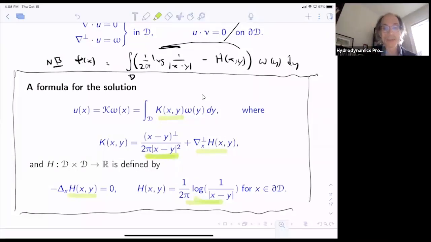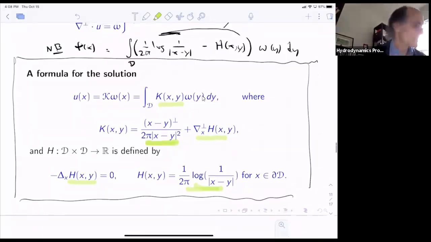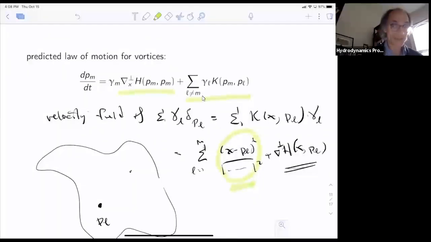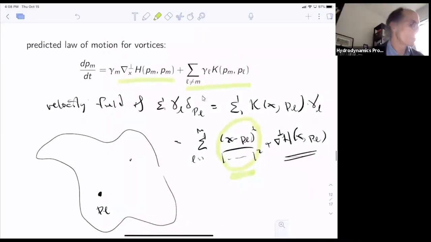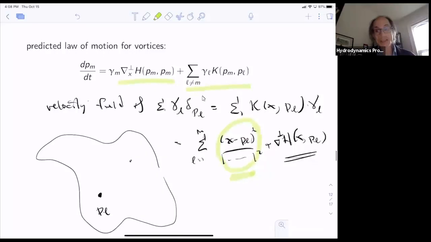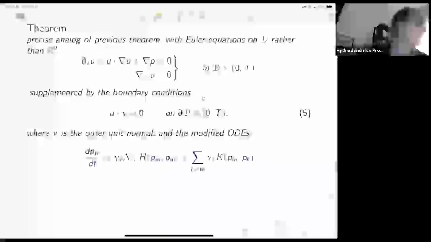And then this correction guarantees, among other things, that this velocity field will be tangent along the boundary, which we require. Having said this, we predict a law of motion for the vortices. We have this velocity field that each point vortex generates. We can think of it as having two contributions: a singular part, the part with the 1 over distance from the vortex behavior and purely rotational, and a regular part. For a given vortex, the singular part that it generates will not affect its own motion, but everything else does. So its motion will be given by the contributions of all the other vortices plus the regular part of the flow generated by itself. This was our prediction, and the theorem we stated was a precise analog of the previous theorem.